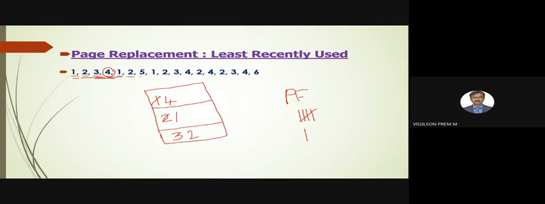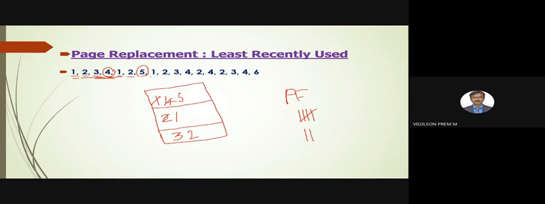Now listen carefully. 5 is coming. So among 4, 1, 2, what is the oldest? 2, 1, 4. This is the oldest. So here I will replace. So one page fault will occur.